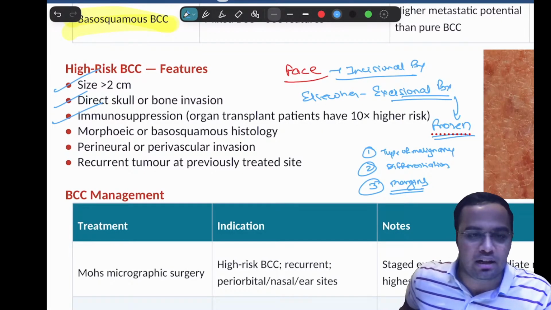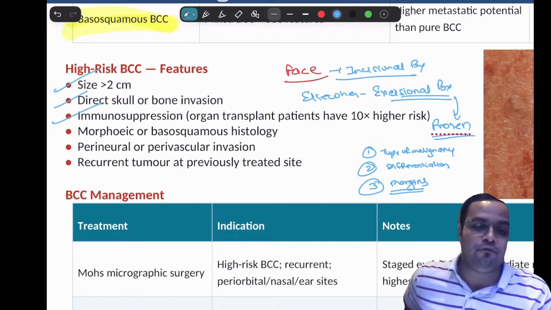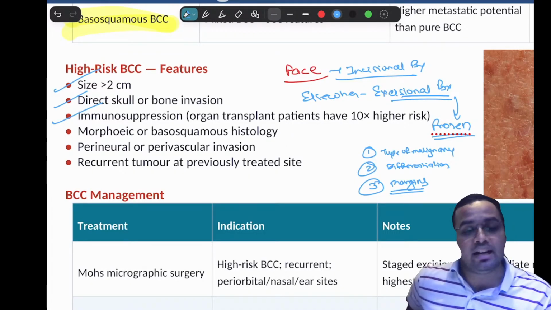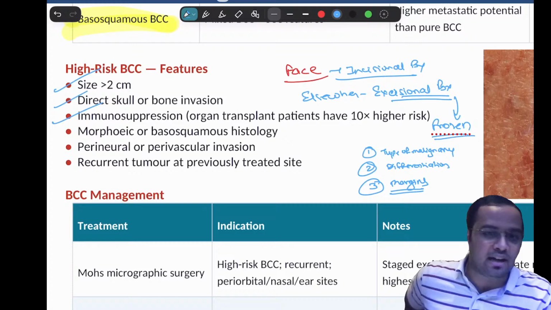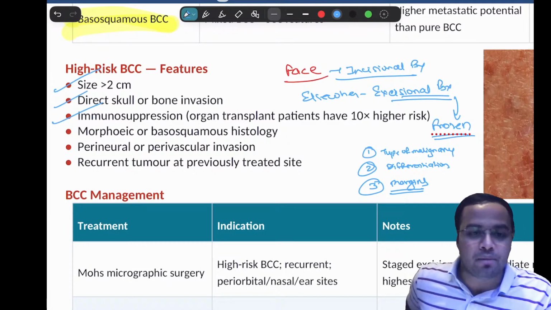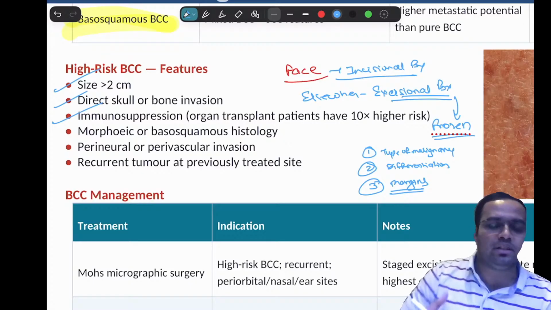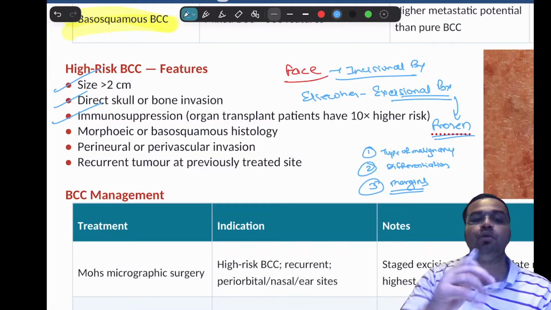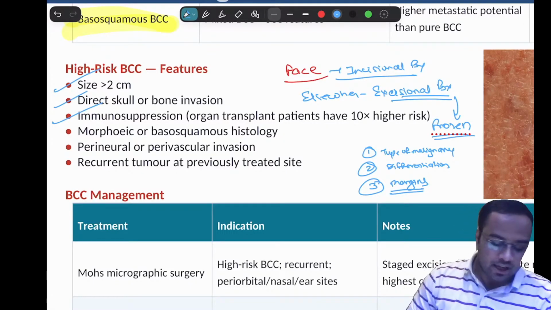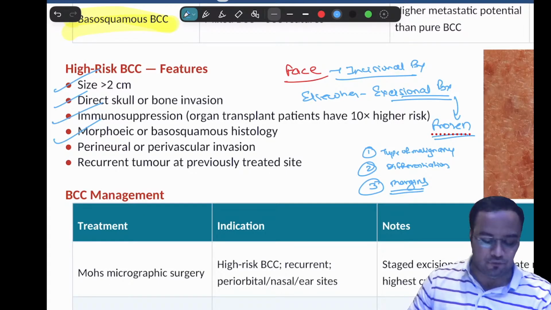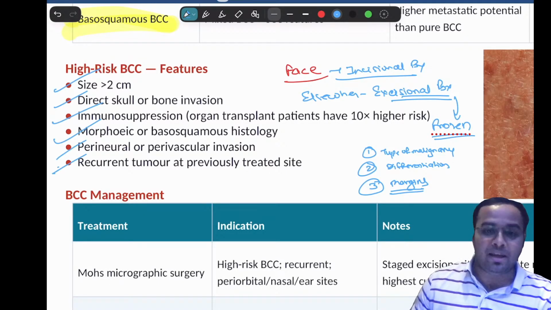There is something called transplant related lymphoproliferative disorders. You are going to talk about them when we study liver transplant or organ transplant. Whenever the patient is immunocompromised, there is going to be malignancy. We are going to talk about it shortly when we discuss multiple myeloma: how does the immune system play a role in malignancy? Also, if it is a morphoeic, which is a sclerosing variety, or a squamous type, or if it has perineural or perivascular invasion.